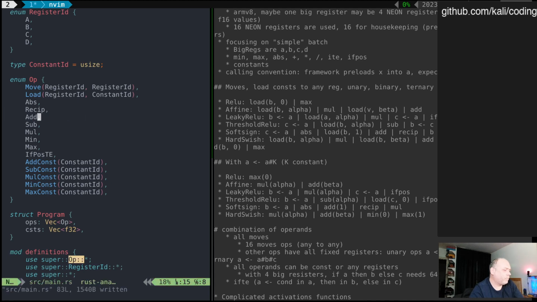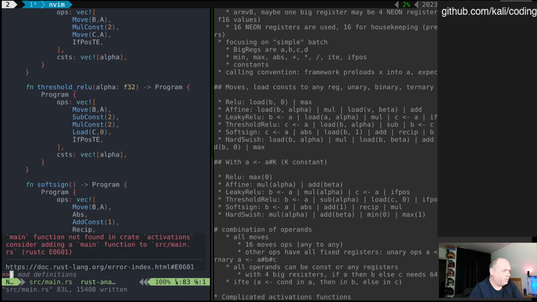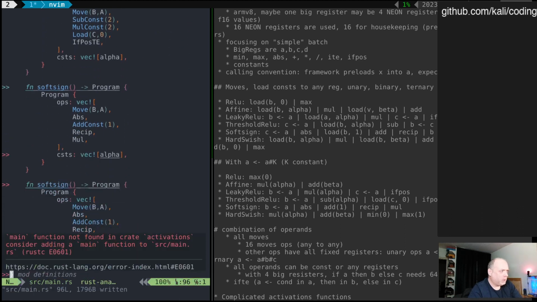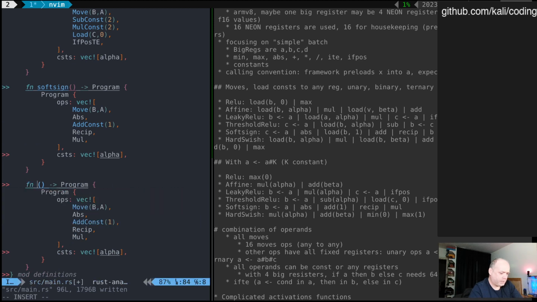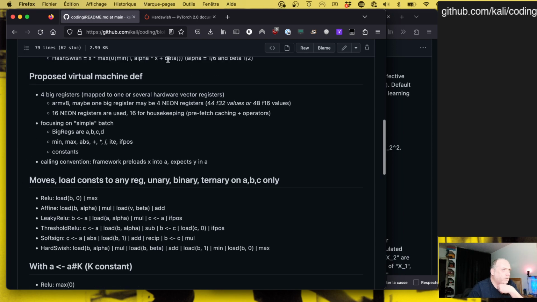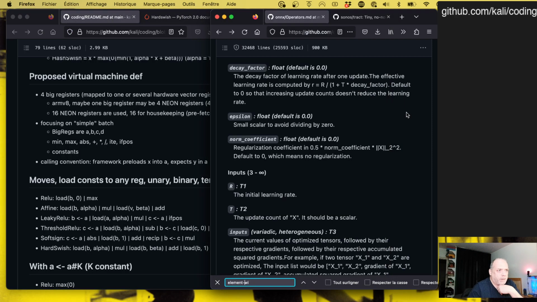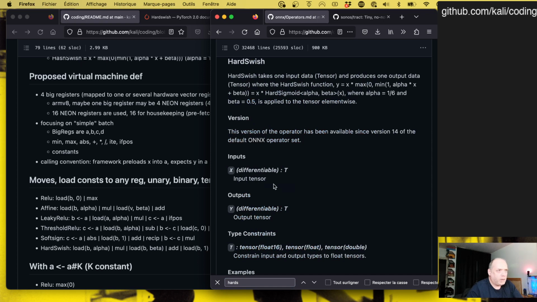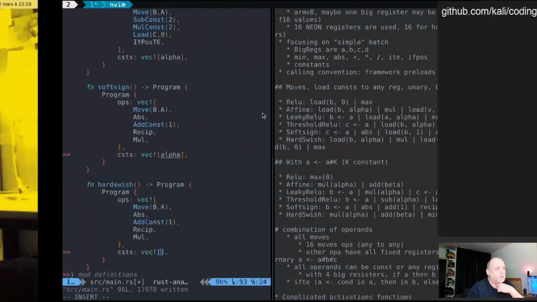So the idea is, yeah, trying to get them a bit organized. Threshold, soft sign, hard switch, last one. Hard switch, it doesn't have parameters. I mean, it doesn't have variable parameters, but it has fixed parameters. So we're going to put the two alpha and beta. I'm going to hardcode them because we can in the case of hard switch. Yes, hard switch. So the magic values are alpha equals 1/6 and beta equals 0.5.